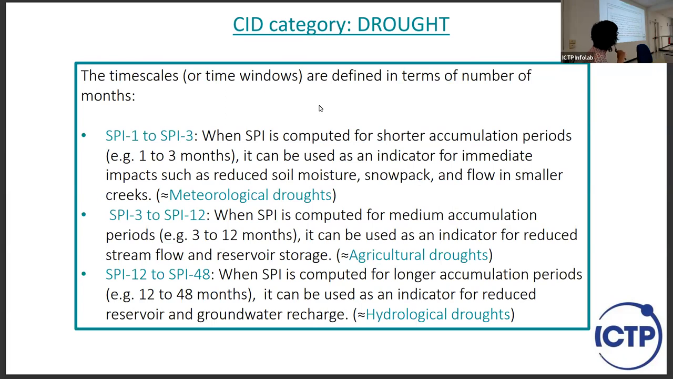According to the time scale that we choose, we can have a different evaluation of drought. For example, if we choose a short accumulation period, from 1 month to 3 months, we can speak about meteorological drought. From 3 to 12 months, we can speak about agricultural drought. In this case, the SPI will be an indicator for reduced spring flow and reservoir storage. And from 12 to 48 months, we will have a computation of a hydrological drought.